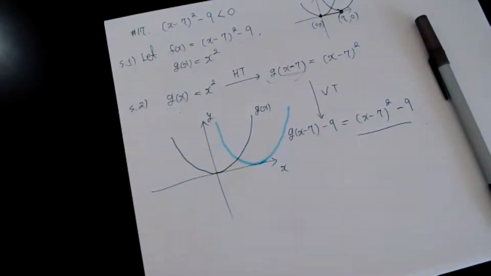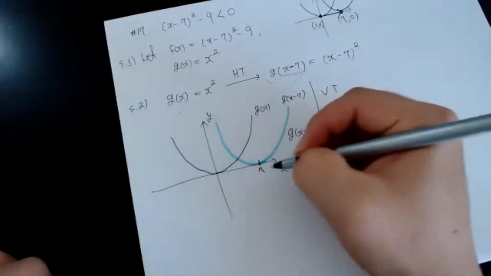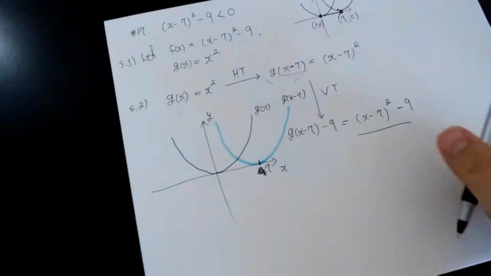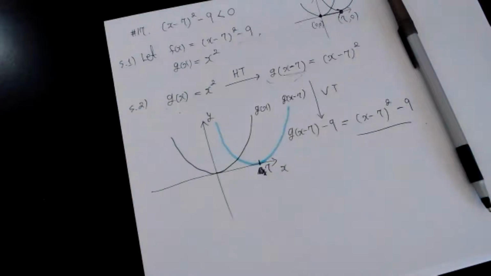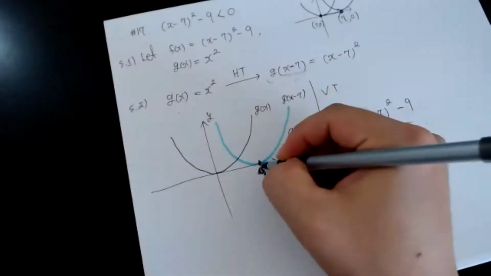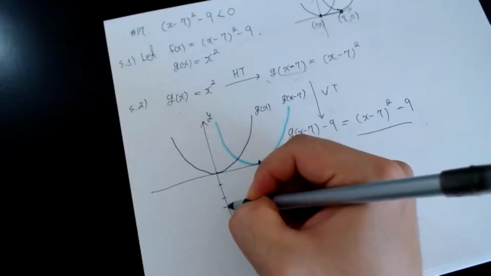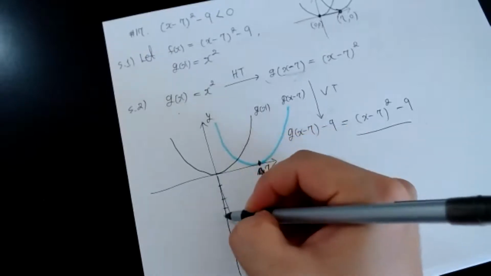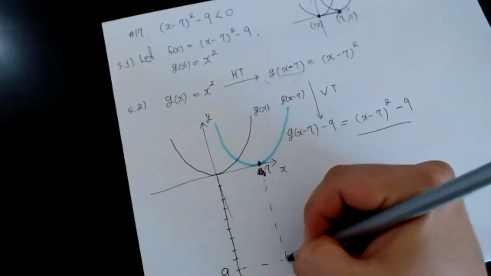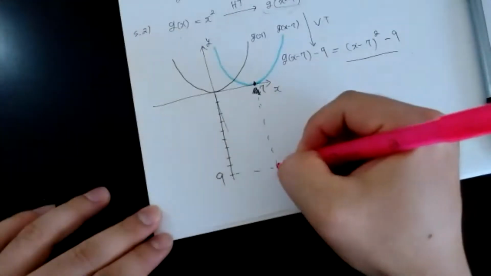So that's g of x minus 7, and right here is 7. Then we shift down 9 units, so that point (7, 0) moves down 9 units: 1, 2, 3, 4, 5, 6, 7, 8, 9, right here. So the graph must be like this.